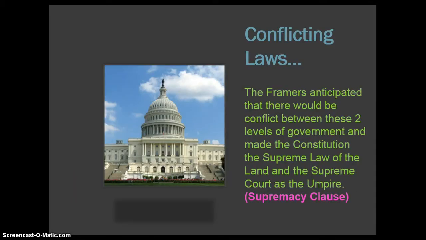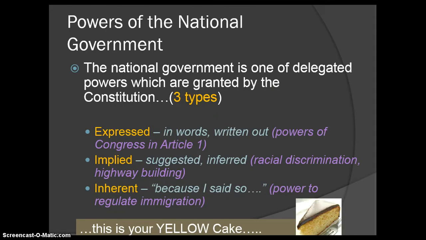Now, the framers anticipated there would be issues when states and national laws would conflict. The way that the framers decided to solve this problem is called the Supremacy Clause, and in it, we look to the Constitution to be the supreme law of the land, and the Supreme Court as the umpire.